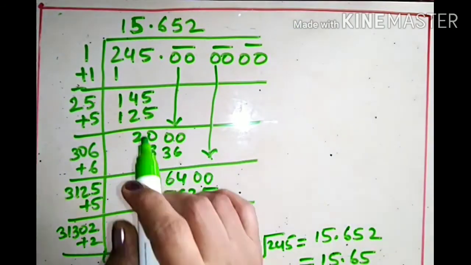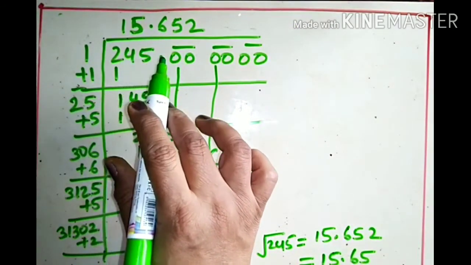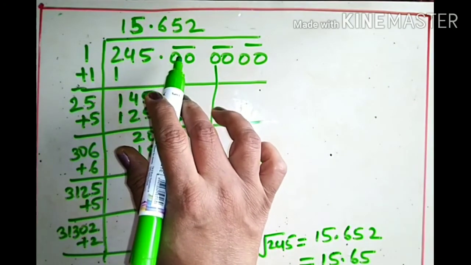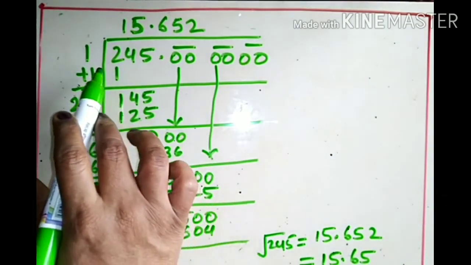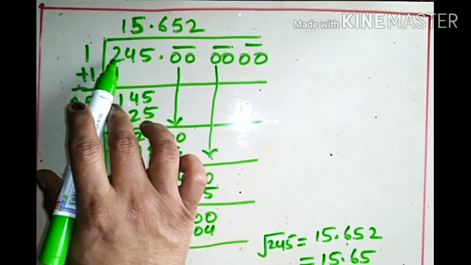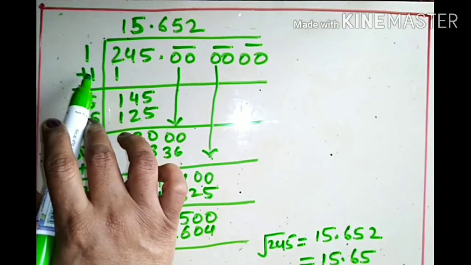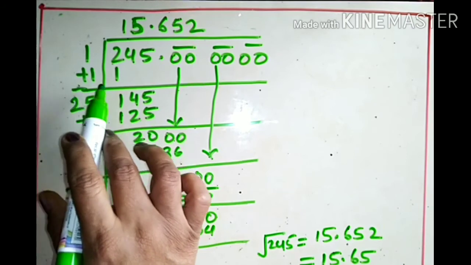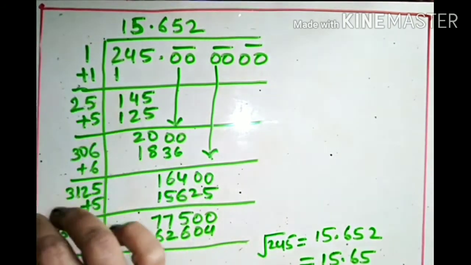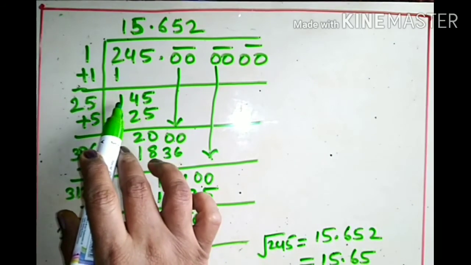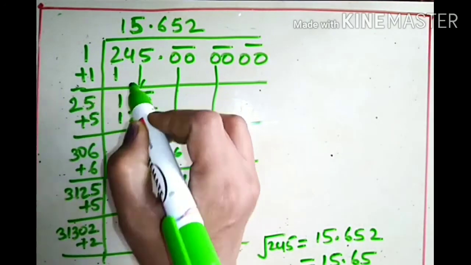0.065. Root of 245 correct to 2 decimal places. We have to take 3 pairs of zeros after decimal point. For 2 we can use 1, ones are 1, squares we have to use in first step. So 1 ones are 1, 1 here, 1 here, 1 here. On subtraction we get 1. 45 we can bring down.